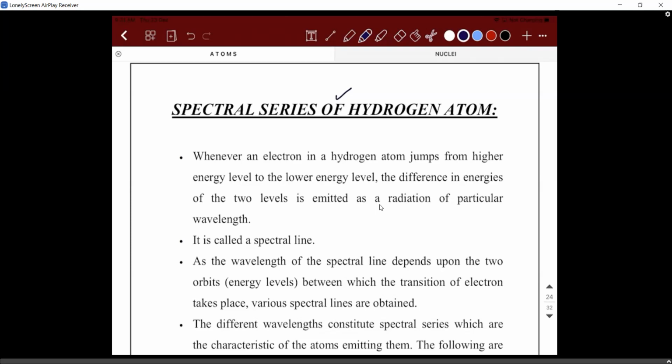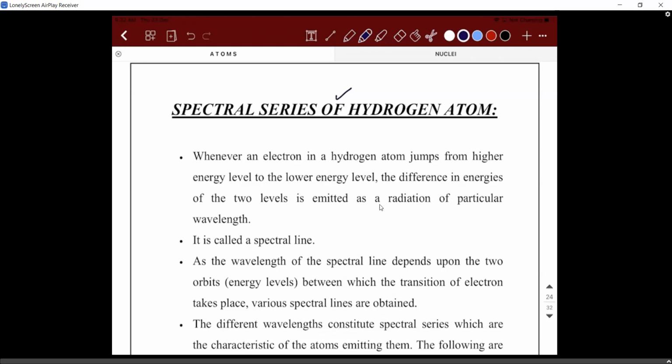Can you give me an example? Sodium? No. A hydrogen-like atom means it should have only one electron in total, not one electron in the valence shell. Lithium 2+ is an example. Because lithium has 3 electrons, 2+ means it has lost 2 electrons, so now it has only 1 electron. So lithium 2+ will be similar to a hydrogen atom. That is what we call a hydrogen-like atom.